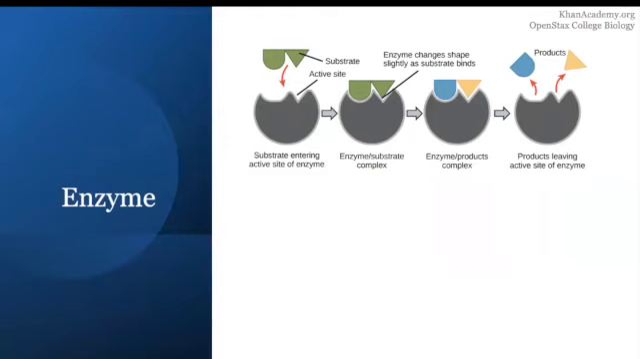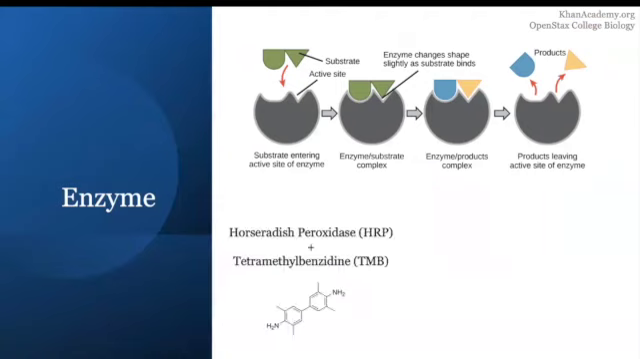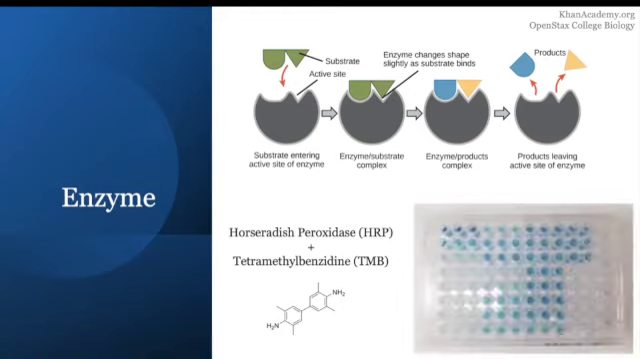The second part is enzyme. Enzymes are almost always proteins that catalyze a reaction in a biological system. This is a schematic by OpenStax's college biology textbook, which shows how the process works. An enzyme works on a substrate, catalyzes the reaction, and releases the products. The enzyme used in most ELISA platforms is horseradish peroxidase, or HRP for short, which works on tetramethylbenzidine, or TMB for short. And when these two get together, they form a beautiful blue color.